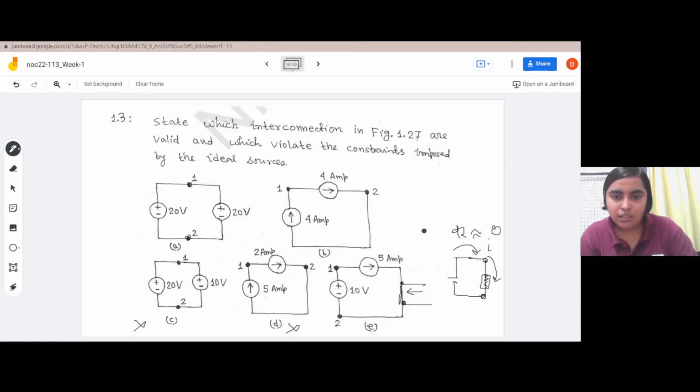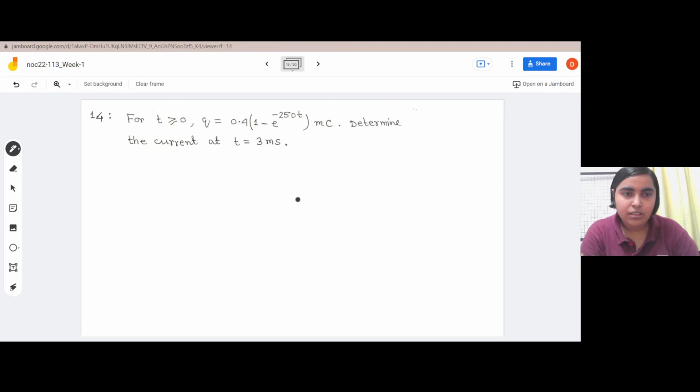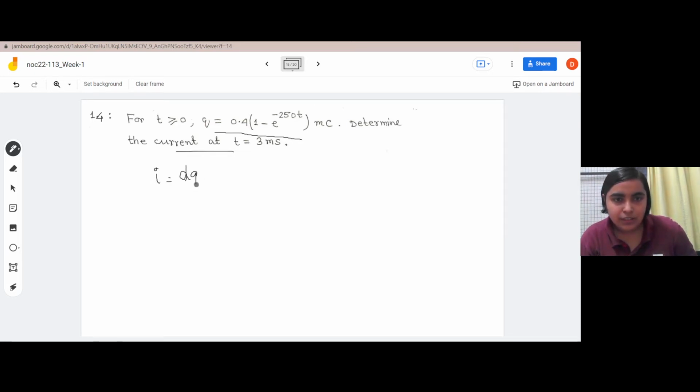Okay. Does anyone else have any other question? If not, we can move to the next one. In this question, at any time greater than 0, the charge equation is given. You have to determine the current. So how are we going to solve this? Can anyone suggest? Differentiate with respect to time. Right. So current is given by dq by dt.